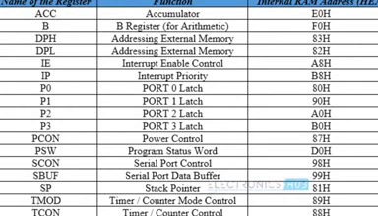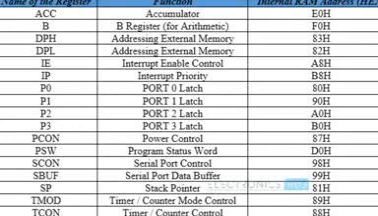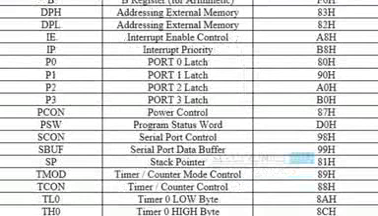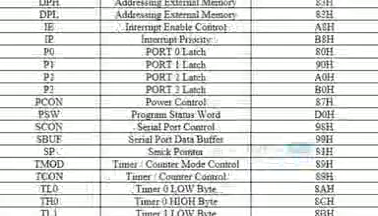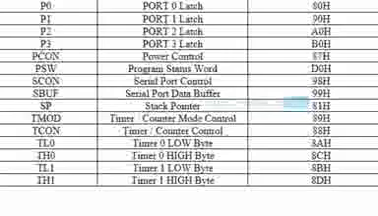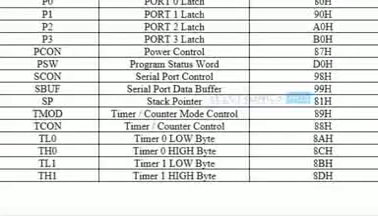Okay, that means 82 is the lower order and 83 is the higher order of the address of that external memory. IE is interrupt enable, and there is interrupt priority. So this we'll see whenever we learn about the special function registers. Now port 0 to 3, see 80, 90, A0, B0. PSW is at D0. Stack pointer is at 81H.